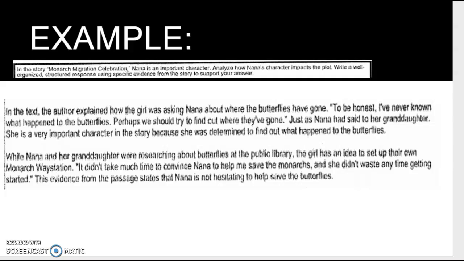So did they restate the prompt? It starts with, in the text, the author explains how the girl was asking Nana about where the butterflies have gone. They're restating it and answering it. This right here is known as a transition, okay? So they're transitioning from their thesis to the body paragraph by saying in the text. Then they give us their, let me get a different color. They're giving us evidence from the text, and this evidence needs to be direct evidence. And the way we know it's direct evidence is because it has quotation marks, okay? So I should see quotation marks in all your paragraphs.